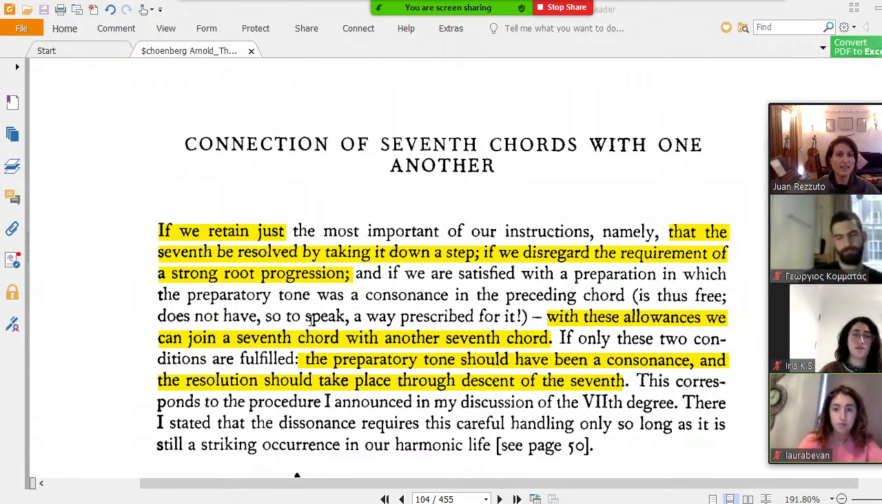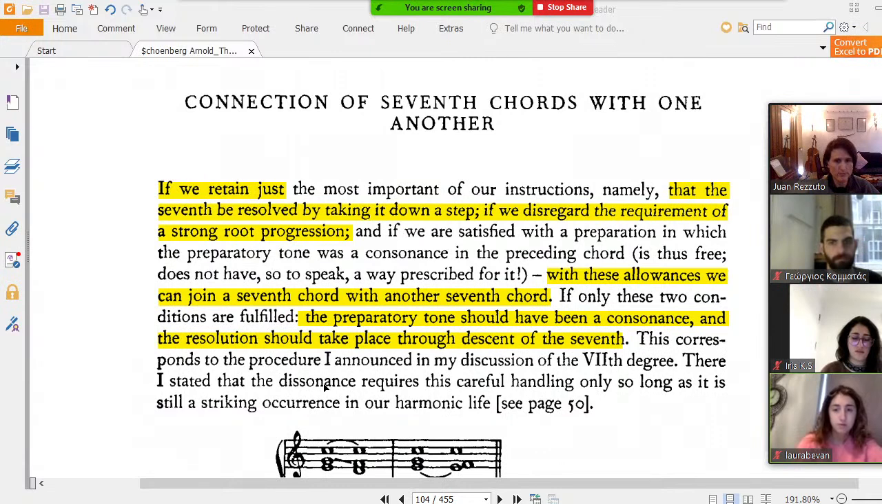He doesn't say, and then we disregard the movement of the root. So when the result has to be a consonant. With these allowances, we can join a seventh chord with another seventh chord, if only these two conditions are fulfilled. The preparatory tone should have been a consonant, and the resolution should take place through descent of the seventh. This corresponds to the procedure I announced in my discussion of the seventh degree.